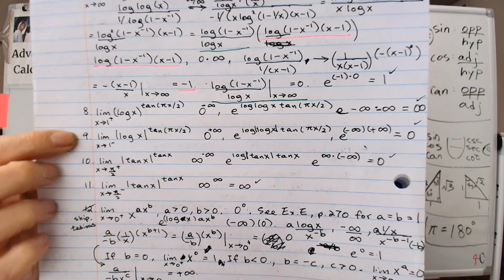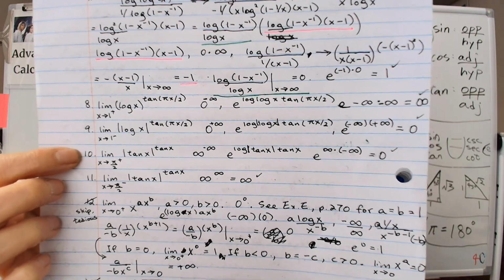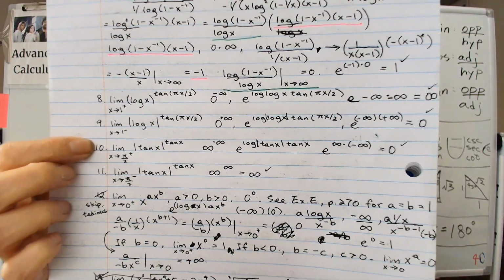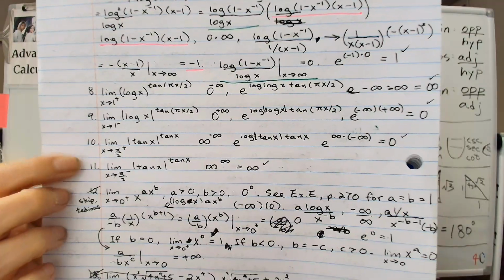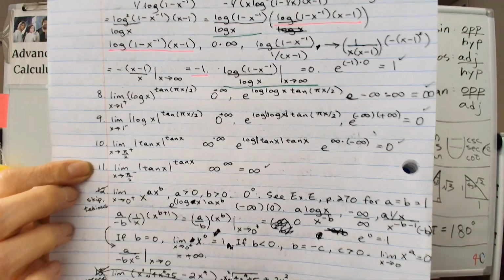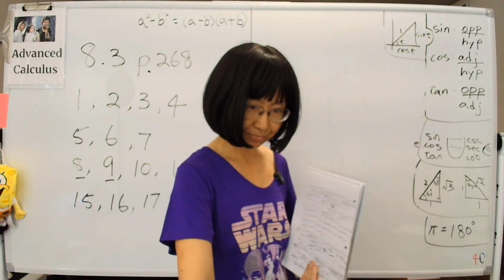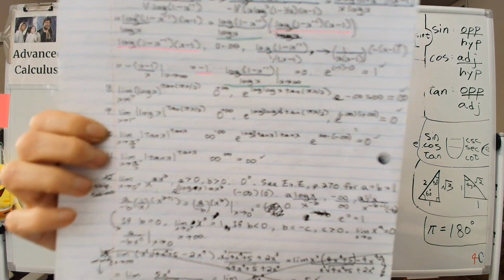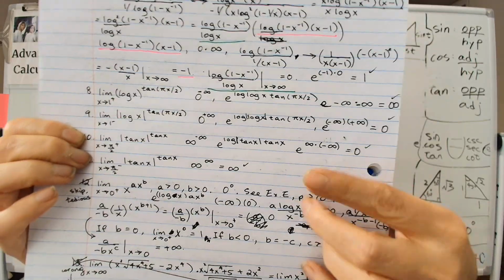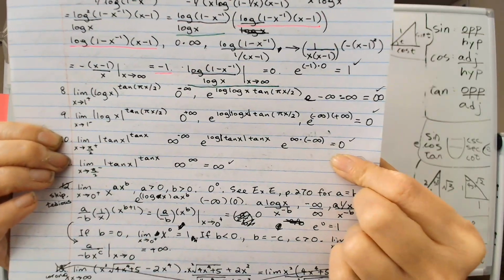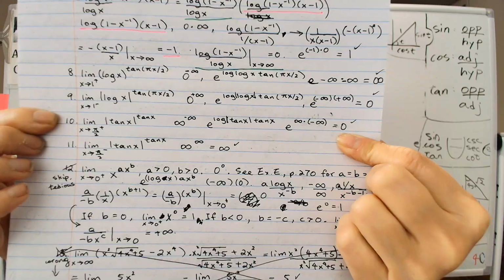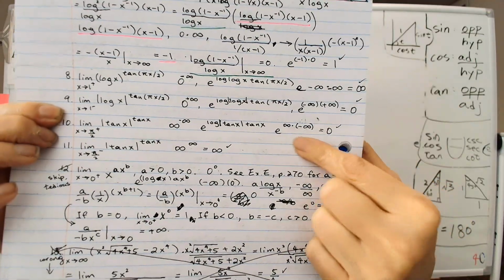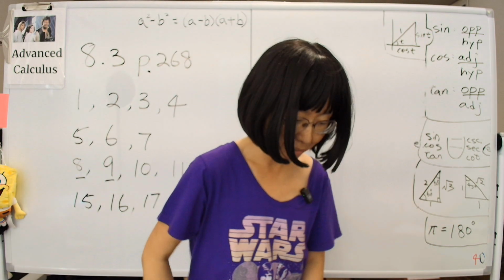So 8, 9, and then 10. What happened to 10? Let's see. No, I'm not so sure. Okay, 11. 11 is for sure. I mean, infinity to infinity is definitely infinity, right? Oh yeah, what I should say is 10. 10 looks weird at first, but it's infinity times minus infinity. That's negative infinity, so e to the minus infinity is 0. So that's 8, 9, 10, and 11.